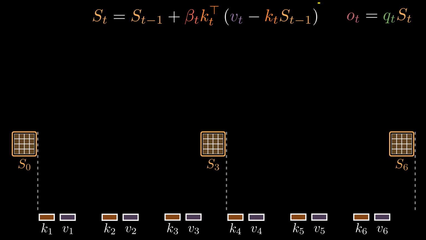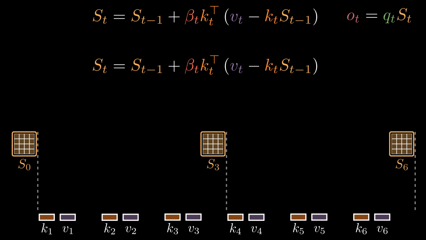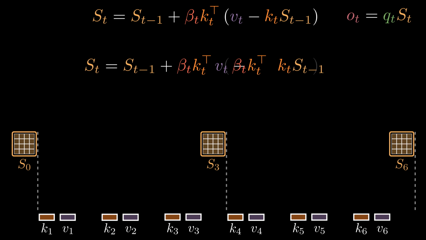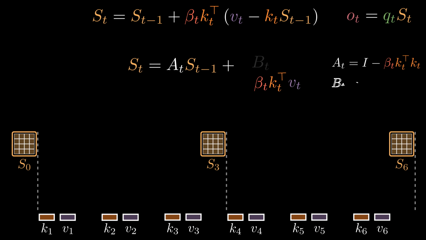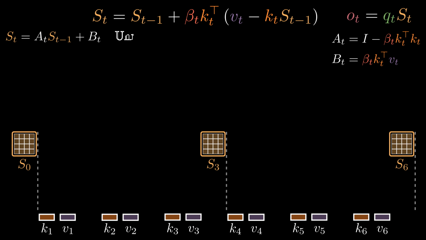Let's begin by expressing the delta update rule as a recurrence relation. By grouping terms involving the previous state matrix, we get a clean recurrence relation. To simplify the notations, we label these matrices as A_t and B_t. Now let's unroll the recurrence to see how it works step by step. The state matrix after the first token is A1 times S0 plus B1. But since the initial state matrix is all 0, the state S1 is simply B1.